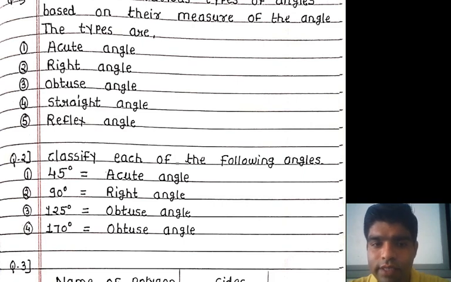And next one is 125 degrees. Now see, 125 is an angle measuring between 90 to 180 degrees, because 125 is less than 180 degrees. This is a type of obtuse angle. Next, question number 4. This is 170 degrees, and this is also a type of obtuse angle, because it is also less than 180 degrees. This is the definition of an obtuse angle: an angle measuring between 90 to 180 degrees.